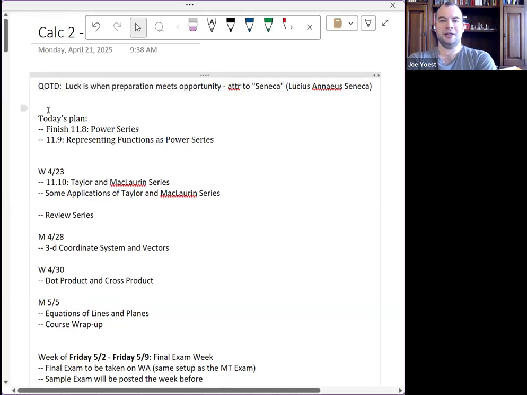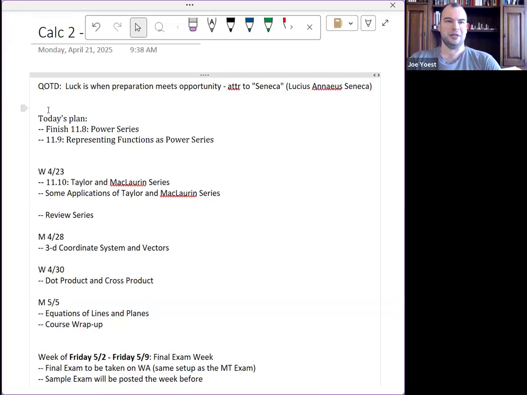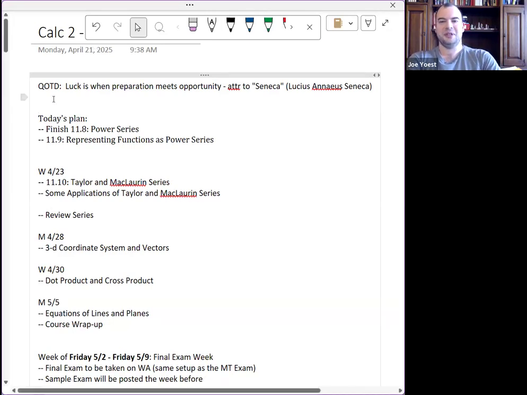The quote of the day today is "Luck is when preparation meets opportunity." It's attributed to the Roman Stoic philosopher Seneca, Lucius Annaeus Seneca. But as far as I can tell, there's not really a good argument behind attributing it to him. So who knows where it came from? But I think that it's an interesting thought nonetheless.